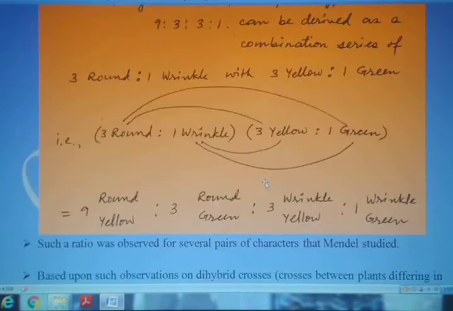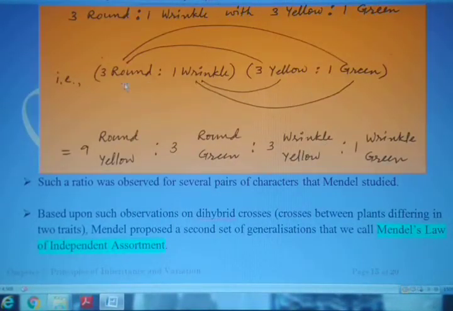Now further we are using the idea of maths over here a little bit. 3 round when it is multiplied with 3 yellow, so 3 into 3 is 9, that is round yellow. In the second one, that is 3 round multiplied with 1 green. So here 3 ones are 3, that is 3 round green. The third one here, 1 wrinkle with 3 yellow. So as a result of that, 3 wrinkle yellow. And the fourth one here, 1 wrinkle into 1 green, that is 1 wrinkle green.